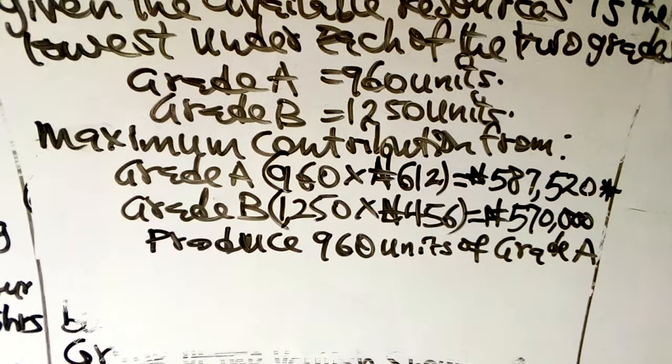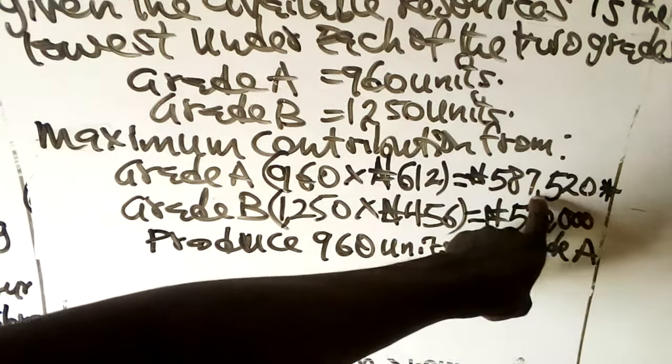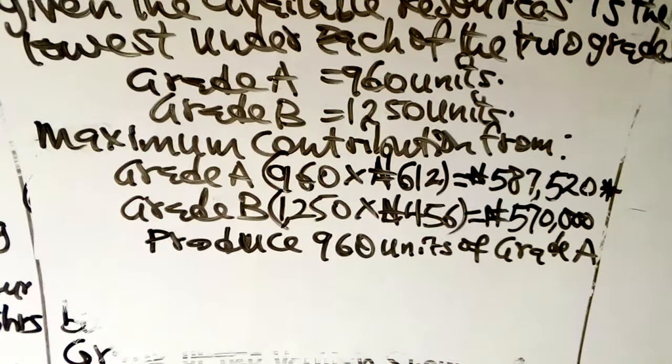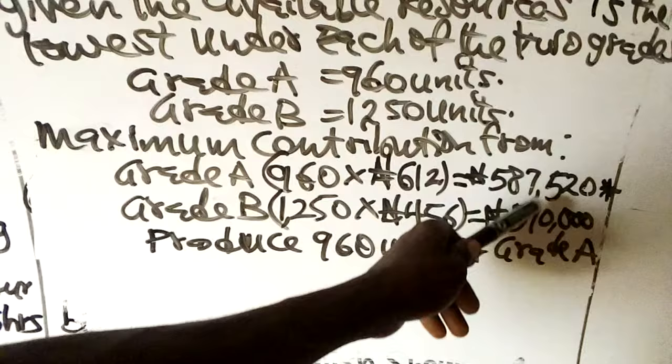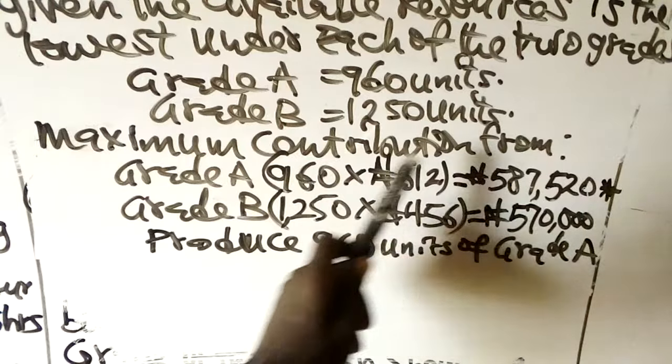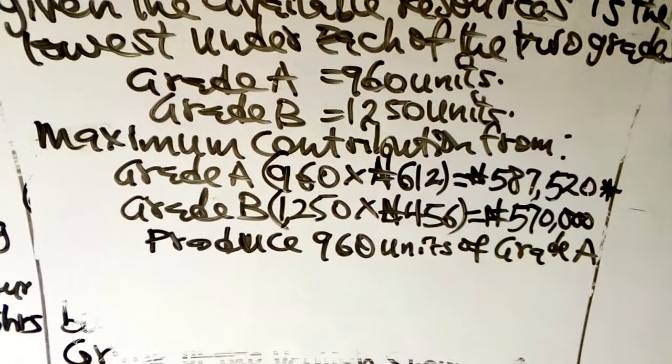But remember, the fixed cost is 600,000. It should be noted that this contribution does not cover the fixed cost. The contribution of 587,520 does not cover the fixed cost of 600,000 naira. Take note of that. But since product A fetches the organization the maximum contribution, you advise that they should produce 960 units of grade A to maximize their contribution. Please take note of that. That is for simultaneous equation.